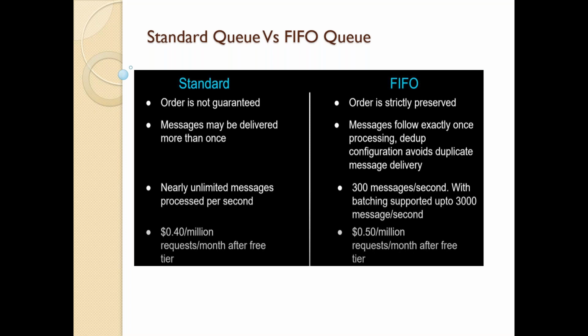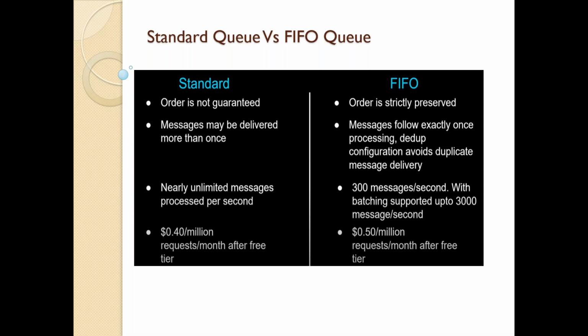Messages may be delivered more than once in a standard queue. There is a possibility; 99% it will not happen, but it may be delivered more than once. Whereas in a FIFO queue, the message follows exactly-once processing. There is a deduplication configuration available where you can avoid duplicate message delivery. It's called dedupe configuration.